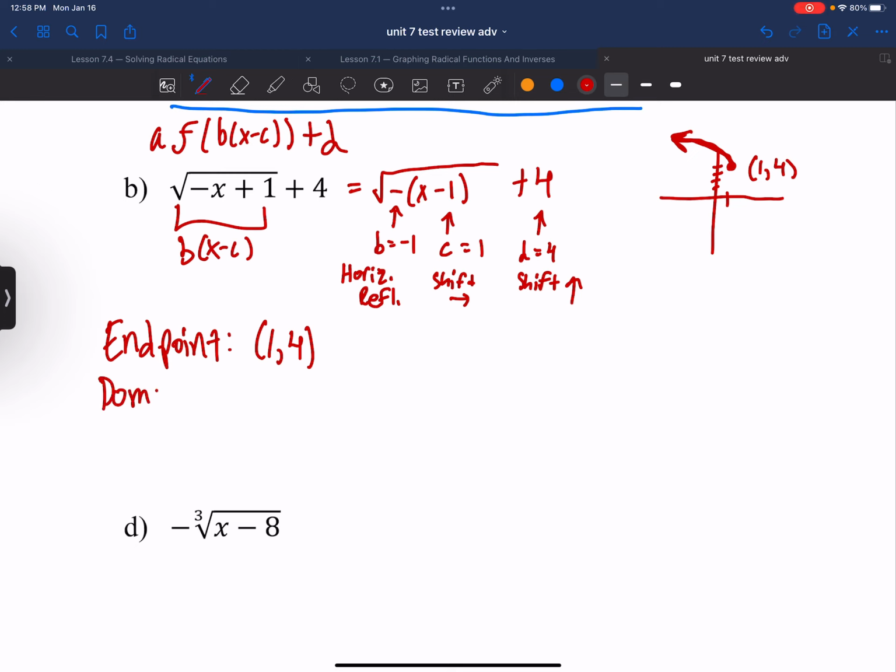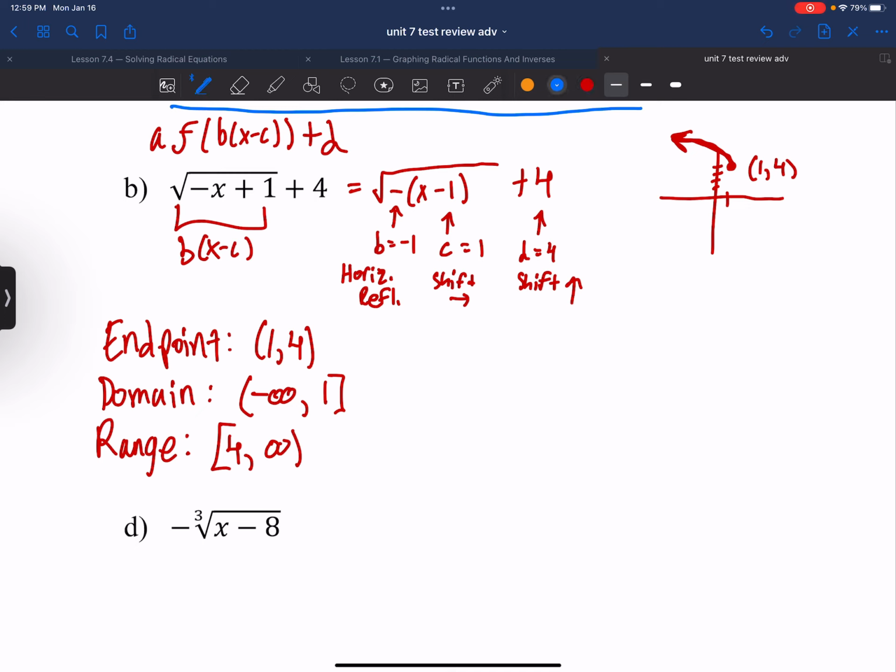Our domain, well, this function is going towards the left, towards -infinity. So this is -infinity up to, it's going to continue and then stop right here at 1. So that's going to be 1 bracket. Our range, don't be deceived, our range is at 4 going up. Yeah? So our range is bracket 4, and the function continues upward.